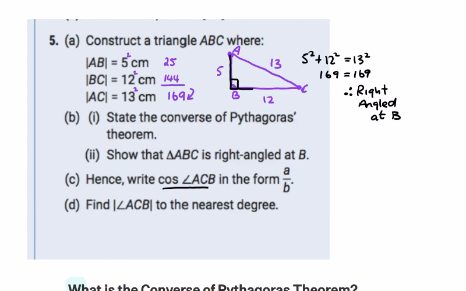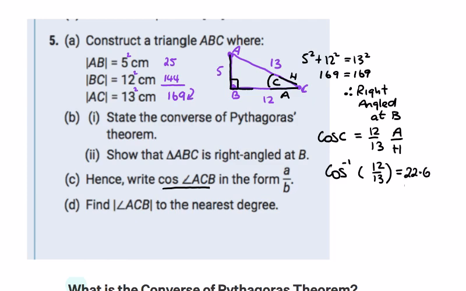We're asked to write the cos of ACB, the letter in the middle. Here it is here. So we're asked to write the cos of the angle C is equal to A over H. So H is 13. We don't want the opposite, which is 5. A is 12. So 12 over 13. And hence find the angle to the nearest degree. So the inverse cos of 12 over 13 gives the angle size, which is 22.619. Correct to the nearest degree, 23 degrees.